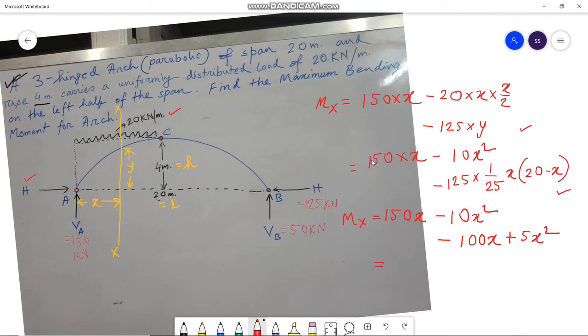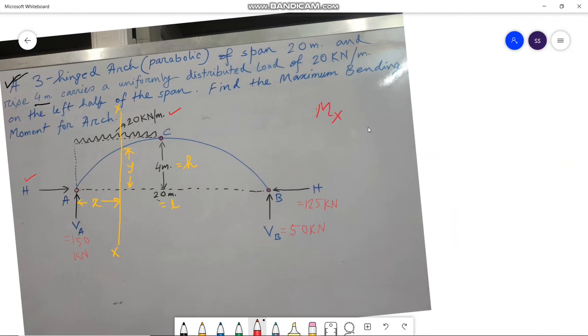Upon further simplifying, we get 50x minus 5x square. So Mx, that is moment about section XX, becomes 50x minus 5x square. We have 5x into (10 minus x). Mx equals to 5x into (10 minus x).